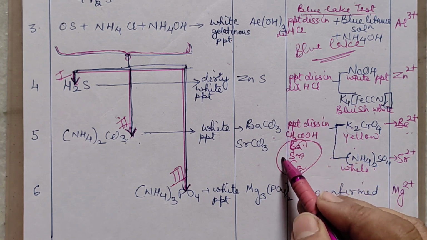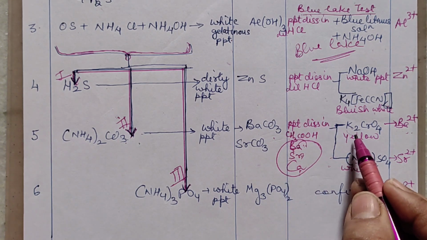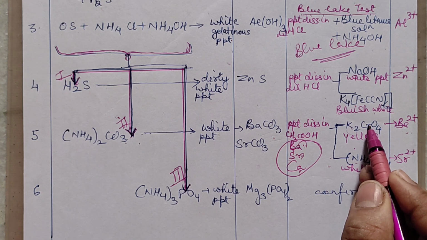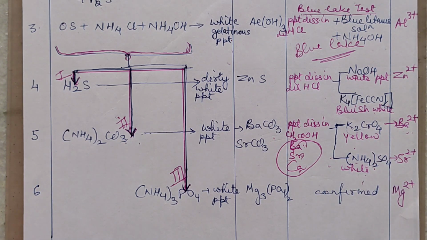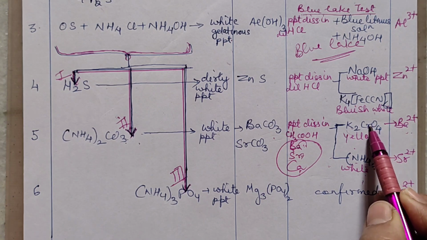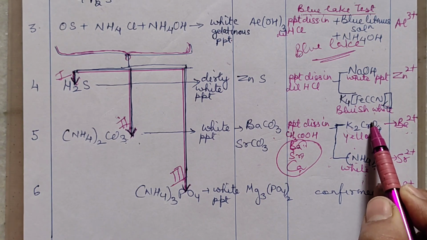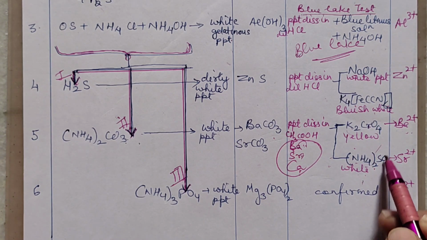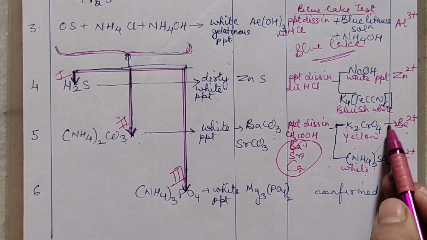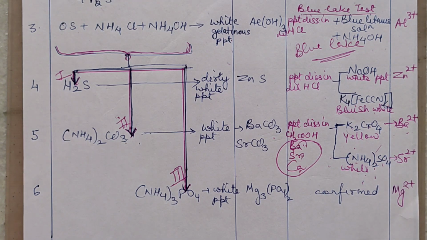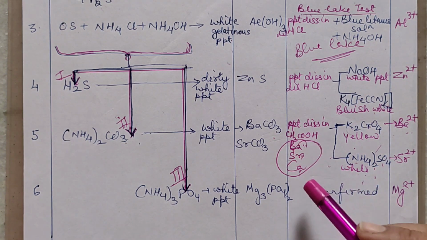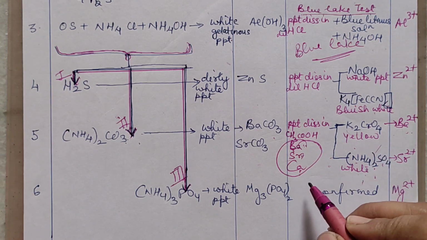So that means once you have dissolved the PPT in acetic acid, only then you divide it into 2 parts. In the first part you test for barium, in the second part you test for strontium. Both will not be present. Either you get a yellow PPT, and if you get it, you will not perform the second test. If you do not get a yellow PPT, then the second part is to be used. Otherwise, you have one confirmatory test for barium and strontium also, the flame test.